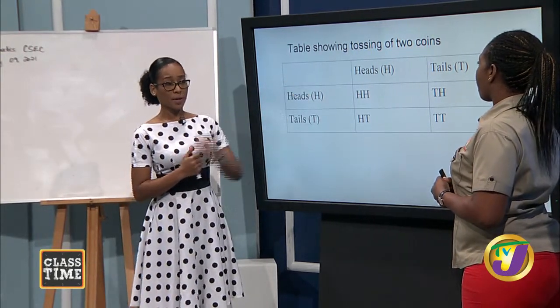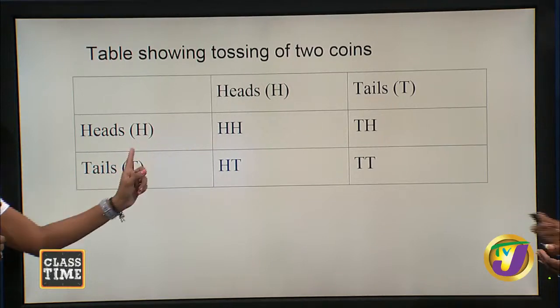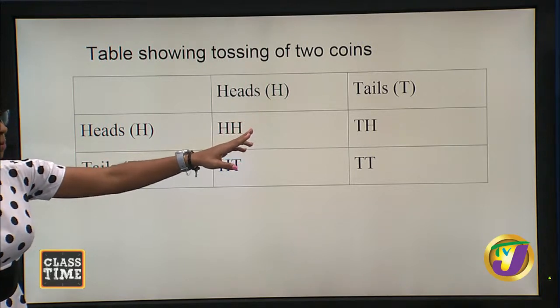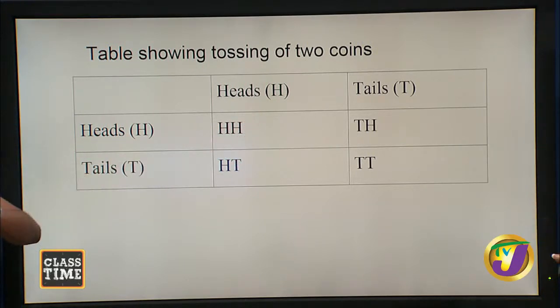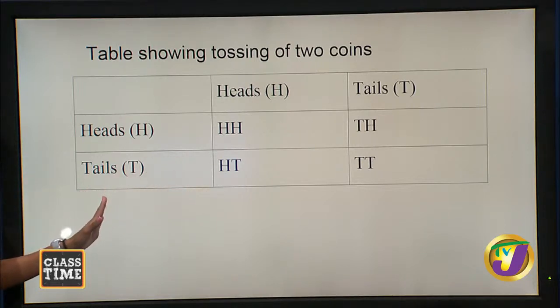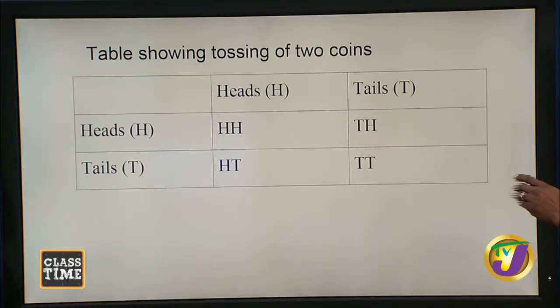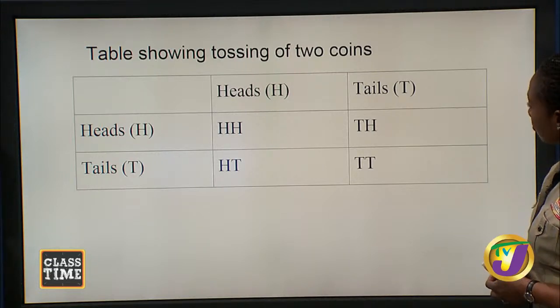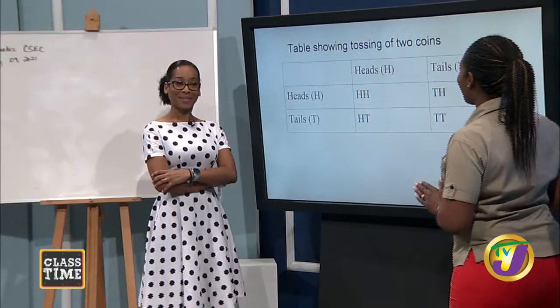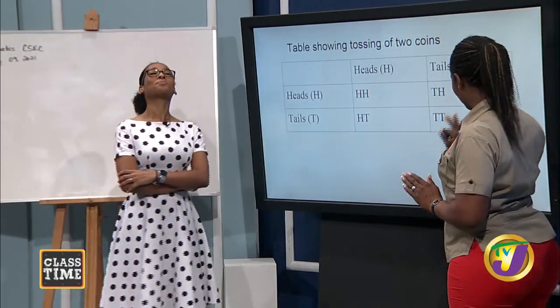So on coin 1, we could get a head, and on coin 2, we could also get a head. And if we have a tail on coin 1, we could have gotten a head on coin 2. And here we have a head on coin 1, and then a tail on coin 2. We have a tail on coin 1 and a tail on coin 2. So how many possible outcomes are we seeing here? Since we are talking about the coins independently, we have 4 possible outcomes.